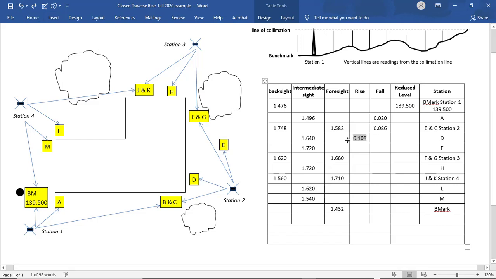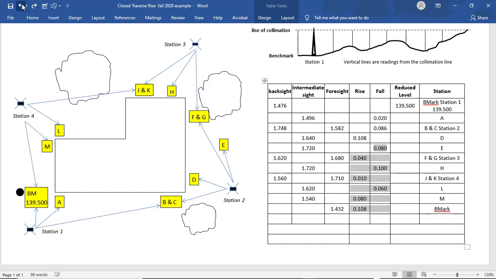Then we have 1.748 minus 1.640 gives us a positive number of 0.108, so that's a rise. Then we just continue the process down here. We've got 1.64 minus 1.72 gives us a negative number of 0.08. And then we just finish that process.